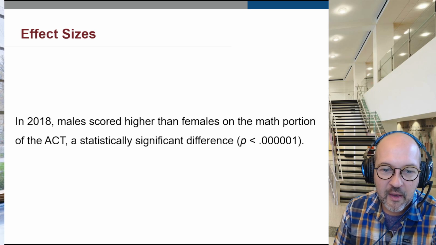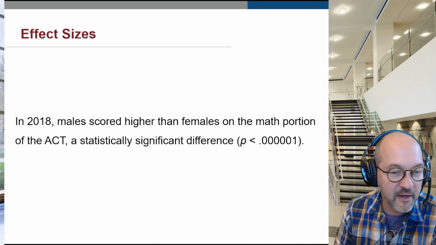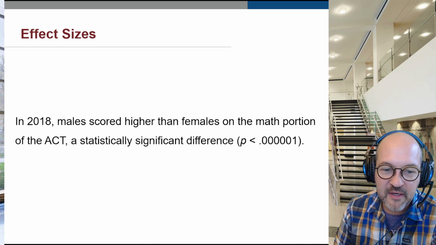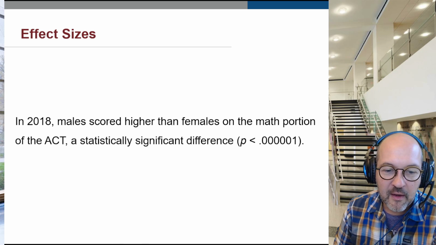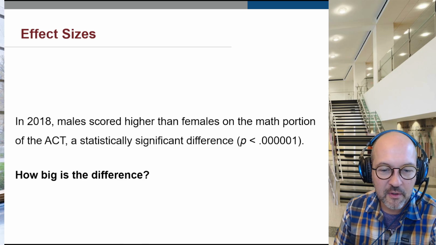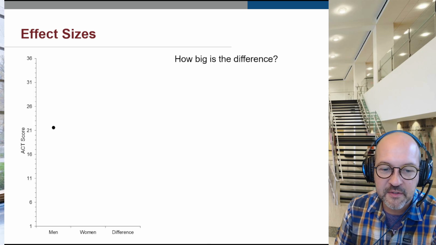As an example, consider the math portion of the ACT, a standardized test of college readiness that's popular in some parts of the United States. In 2018, as usual, the average for males taking the ACT math portion was higher than for females, a statistically significant difference. That's the qualitative conclusion, one that almost always makes the news. But let's look at the effect size. How big was this difference?